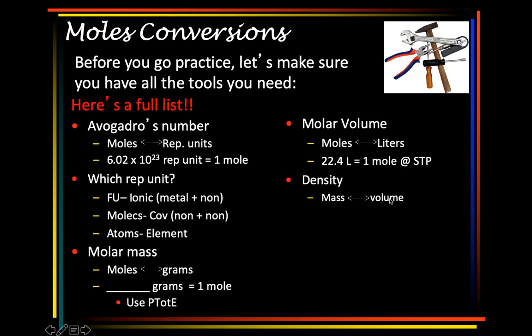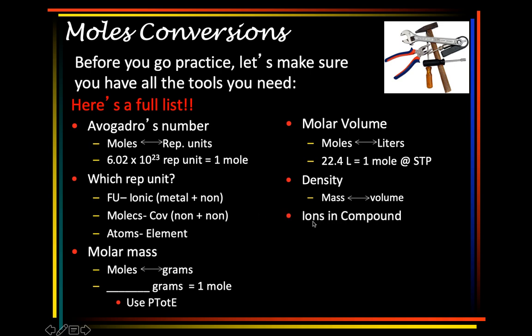If it's not at STP, I mentioned this in passing, you might need to use density, because density is a conversion between mass and volume. So you could go from moles to volume and then volume to mass, or you could be given moles and be asked to get to volume. So you could go from moles to grams using molar mass and then grams to volume using density. So just realize if you're given density, that is a conversion between mass and volume.